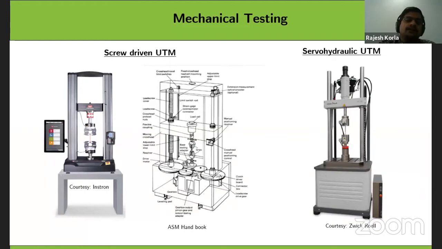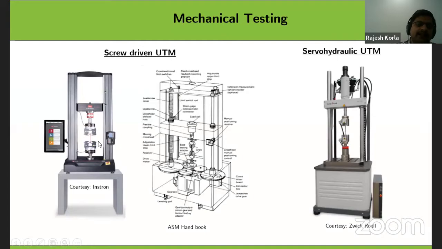Yes. So basically, I'm just going to show two different ranges, as I mentioned earlier, 10 to the minus 4 to 10 to the 1. You can use a screw-driven machine up to 10 to the minus 1, and beyond that, 10 to the minus 1 to 10 to the 1 at least, you can use the servo hydraulic dynamic loading mechanical testing machine. So I will explain how the mechanical testing frame looks.